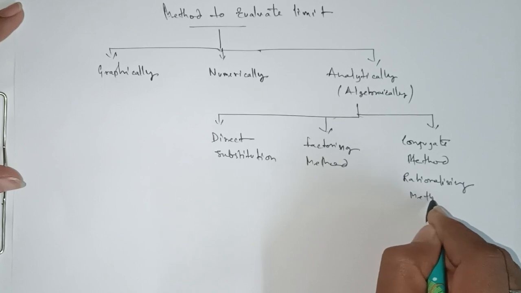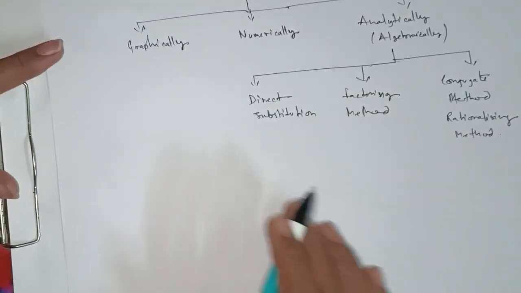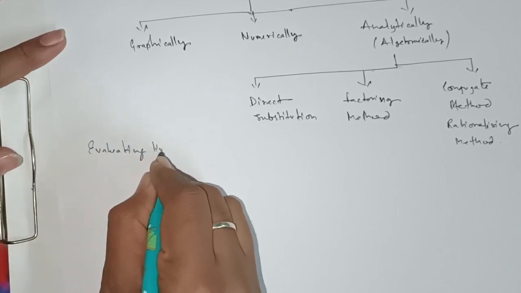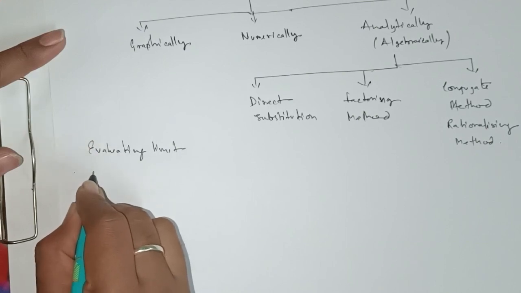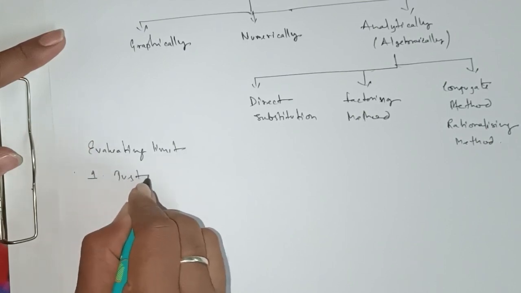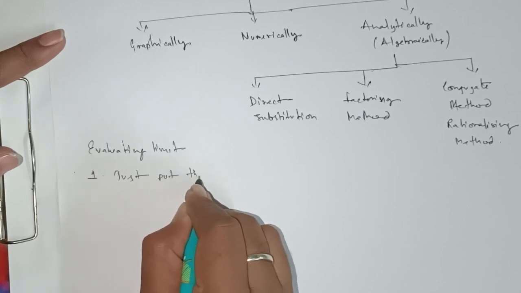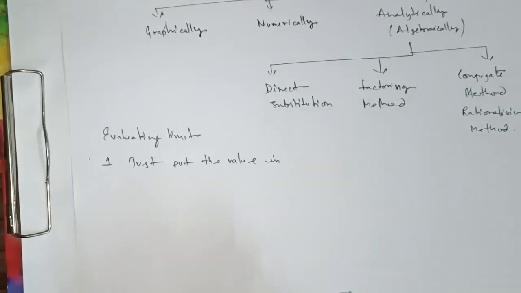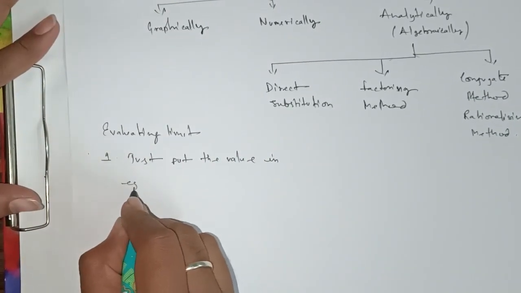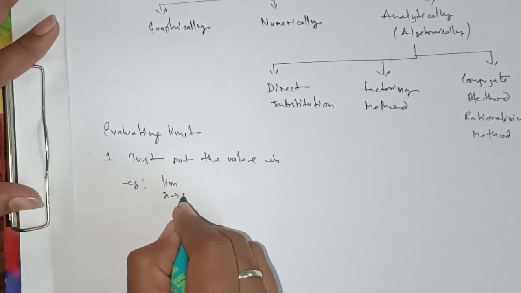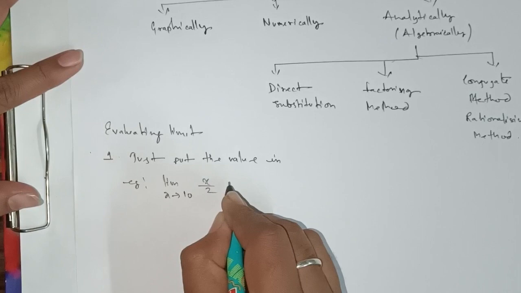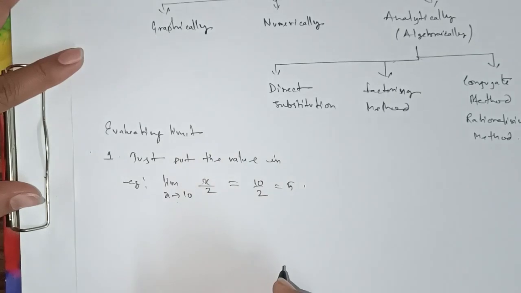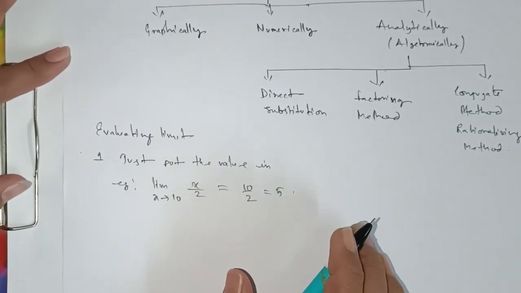So when we're going to evaluate a limit, we use the direct method. First, you just put the value here. That is our substitution method. For example, if I take the limit x tends to 10 of x by 2, then directly I'll substitute here. What I get is 10 by 2, that is 5. That is my answer. That is our first method, the direct substitution method.